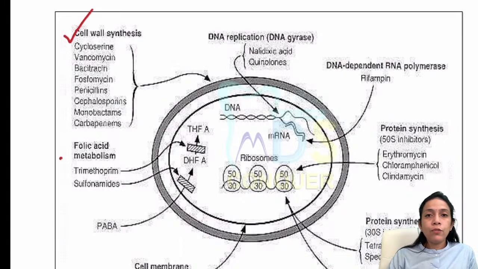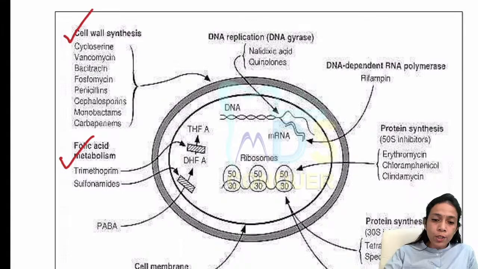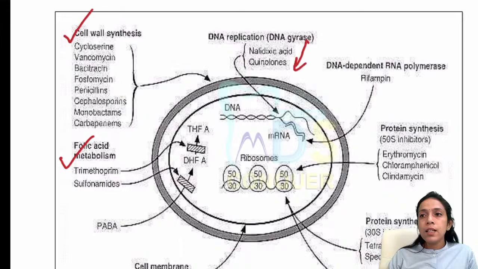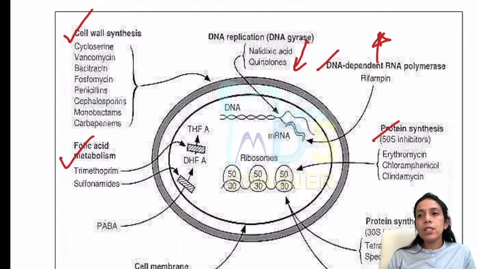Next, those which act at folic acid metabolism are trimethoprim and sulfonamides, and those which act at DNA gyrase are the fluoroquinolones or quinolones. The DNA dependent RNA polymerase, very important, is inhibited by rifampicin. And protein synthesis is inhibited by drugs like erythromycin. So you have that mnemonic also, and you have to plan accordingly. These are the mechanisms of action of the various antibiotics. I hope it's clear. We'll go to the next question.